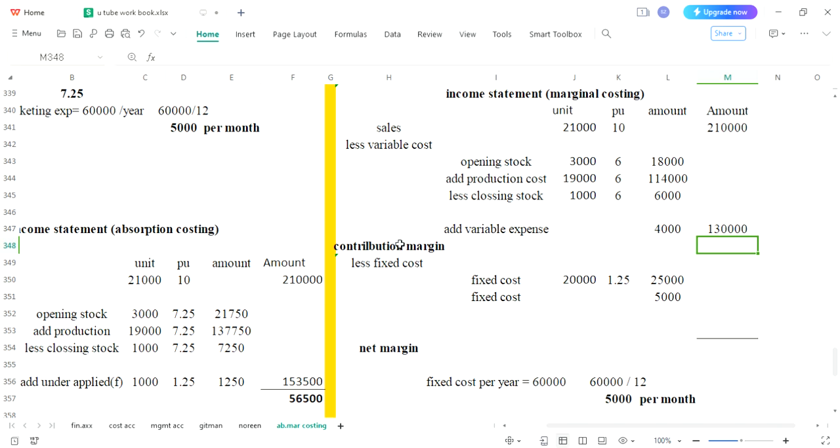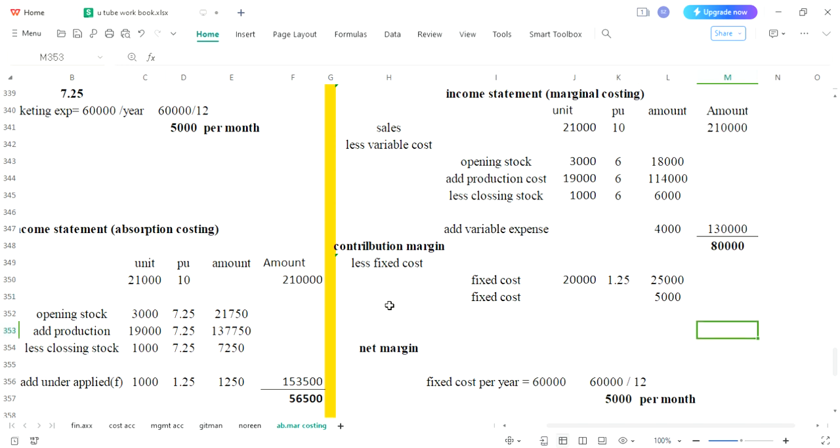We are open now to calculate contribution margin, which is difference between sales and variable cost. Amount of sale 210 and we need to subtract total cost, which is 1,30,000. So we have got 80,000 as our contribution margin.